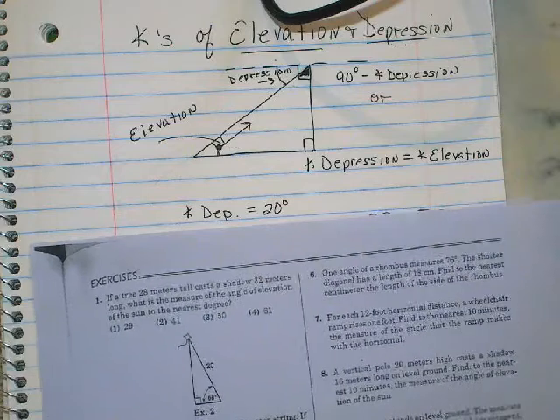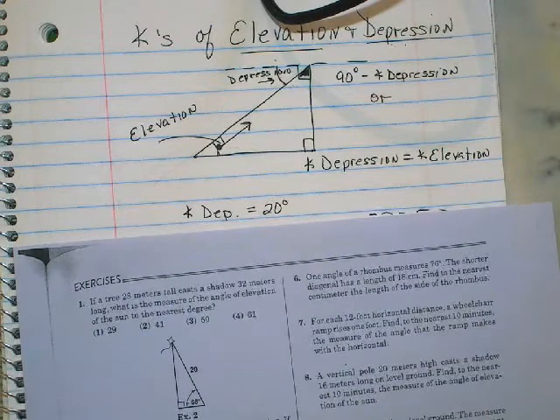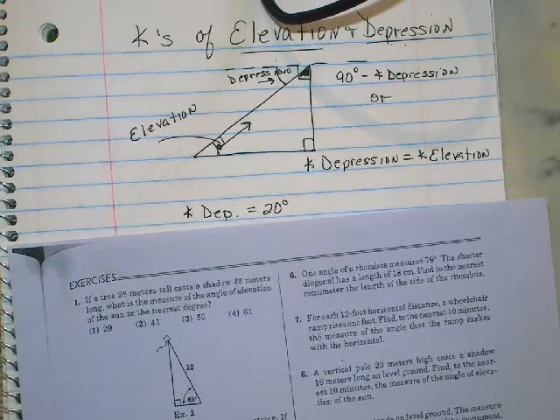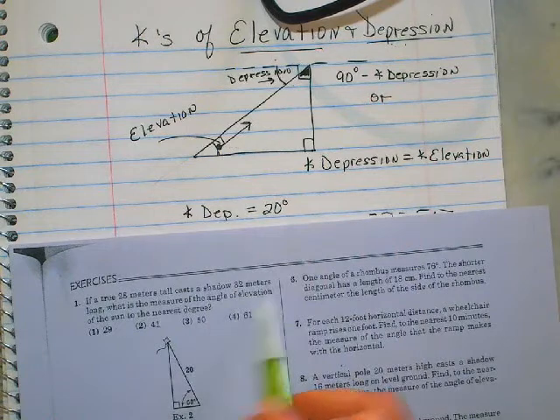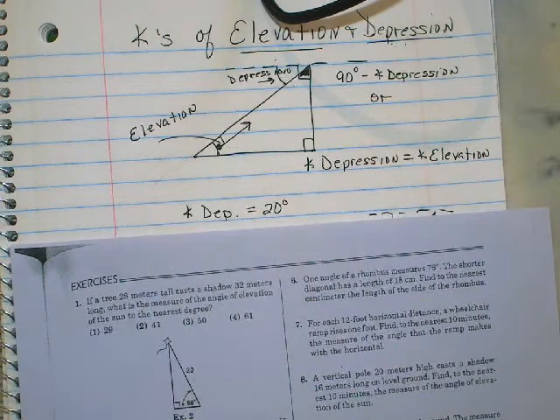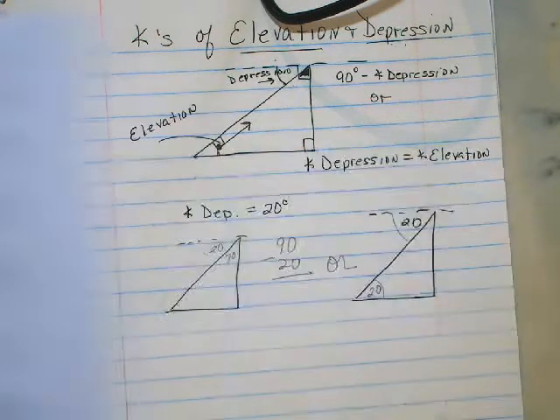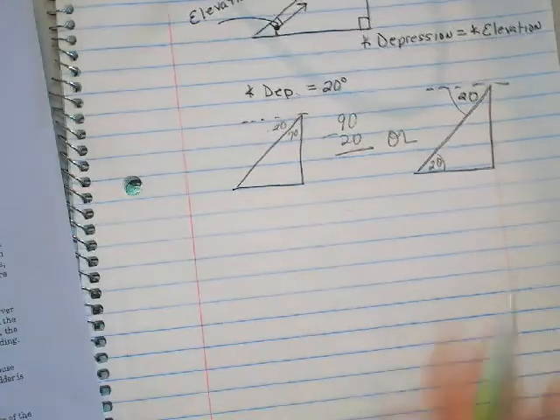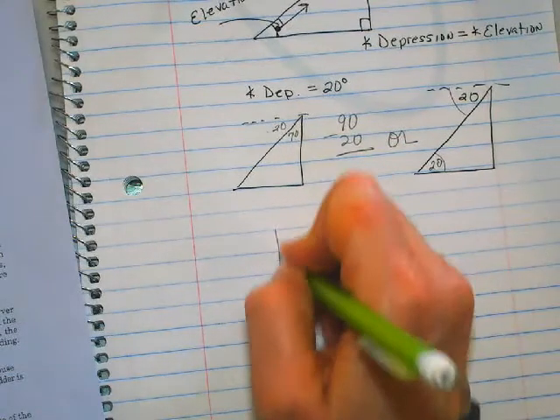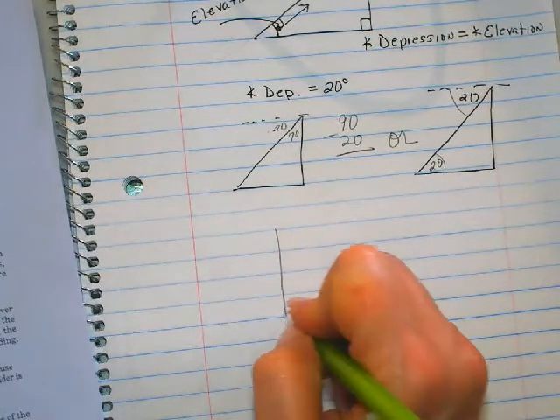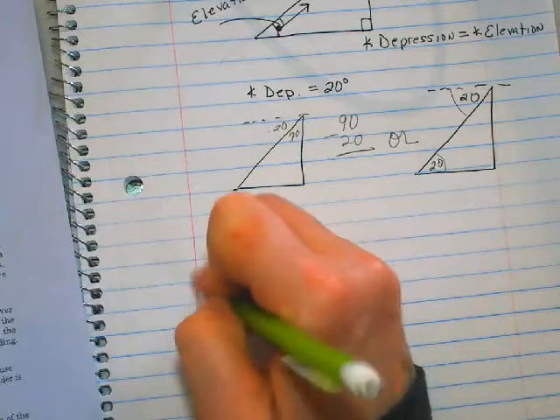Number one. I don't know if you guys can see it, so I'll read it out loud to you. You could pause the video and zoom in on it if you want. If a tree 28 meters tall casts a shadow 32 meters long, what is the measure of the angle of elevation? So I'm going to draw that picture. Guys, just in case you're confused, I know we haven't been outside in a while: trees grow up, shadows are on the floor.